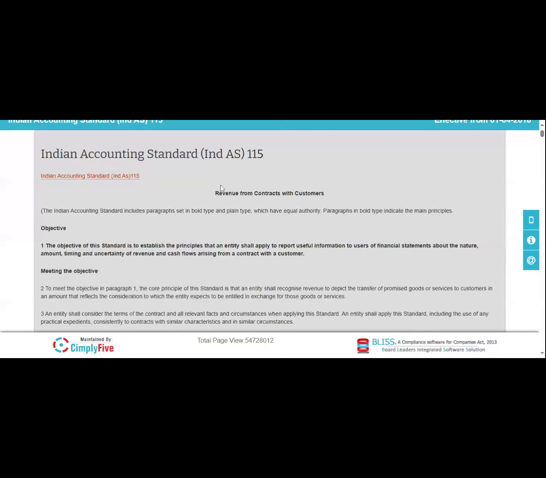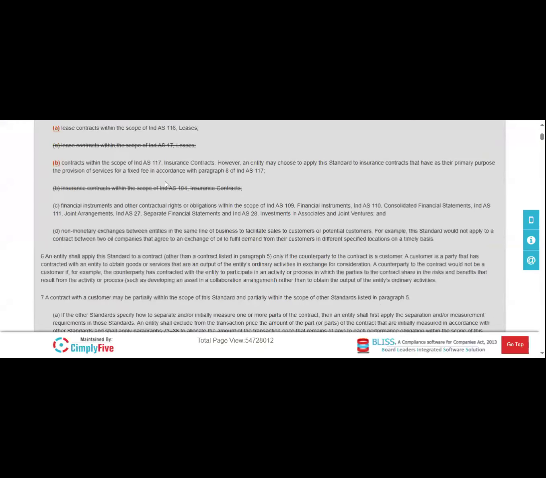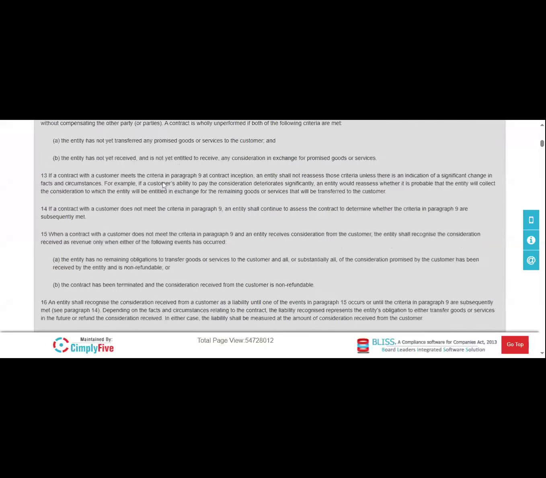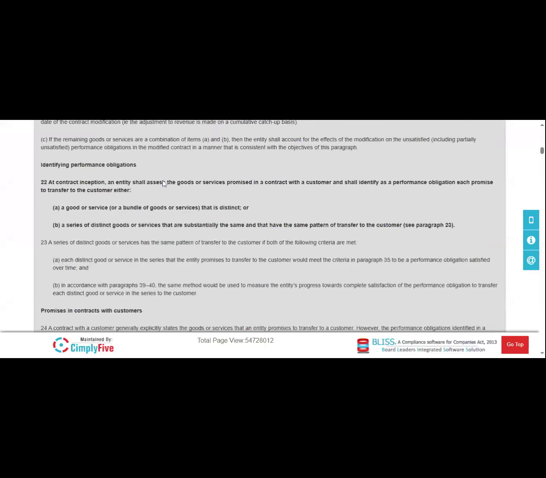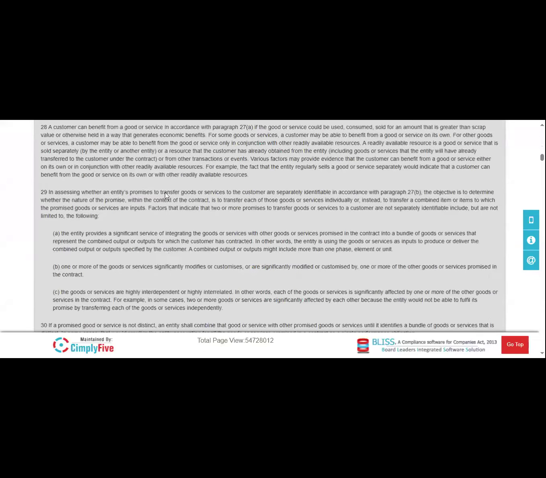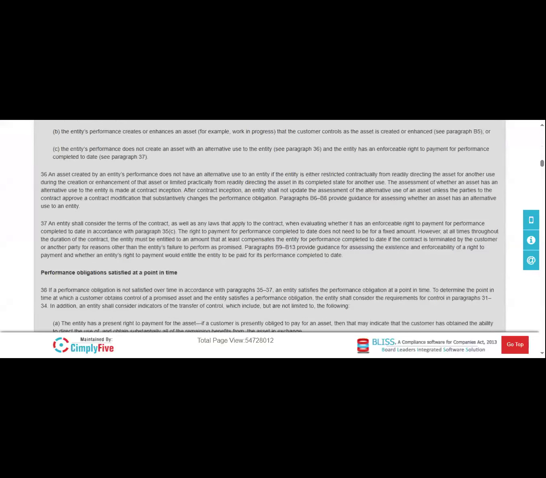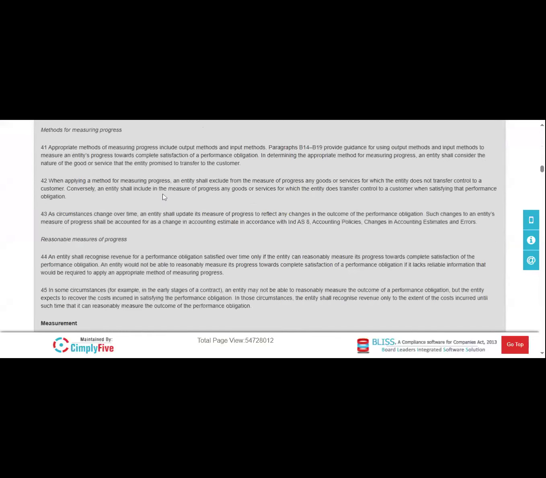So in the PPT, I'll tell you briefly what is given in Indian Accounting Standard 115. This is exactly what is written in Indian Accounting Standard 115, that is, revenue from contracts with customers. If you look at it, it is nearly an 8 to 10 page document, and in that document all the things about revenue recognition are clearly mentioned.